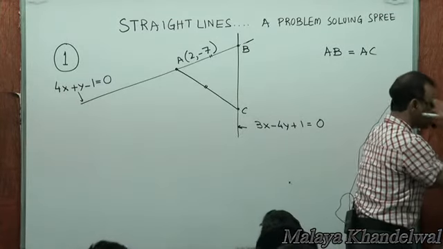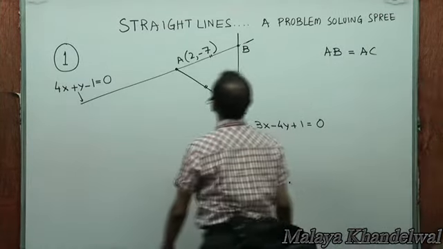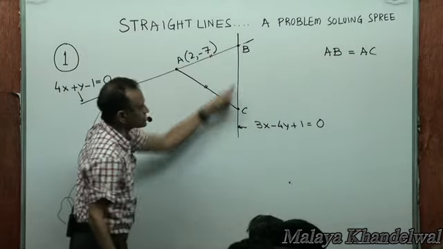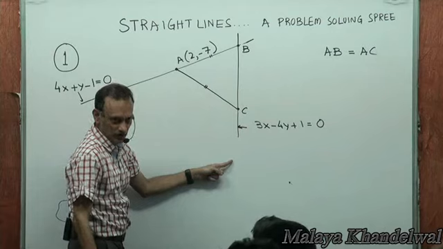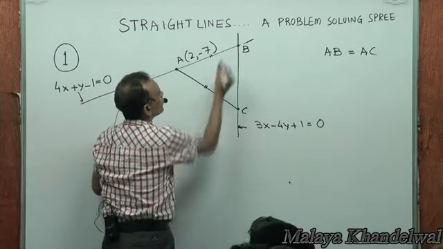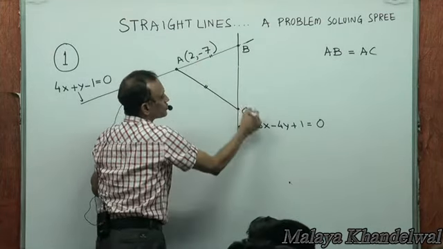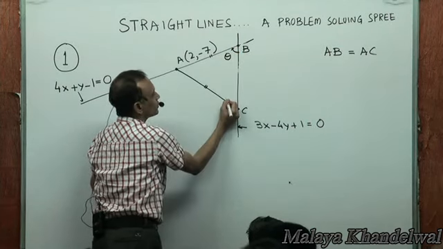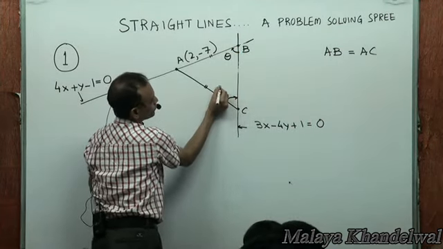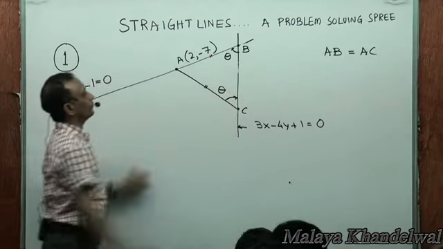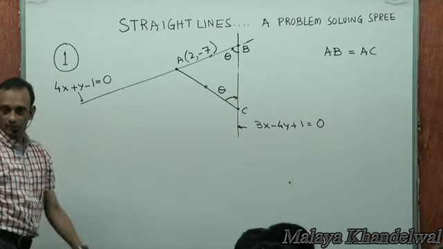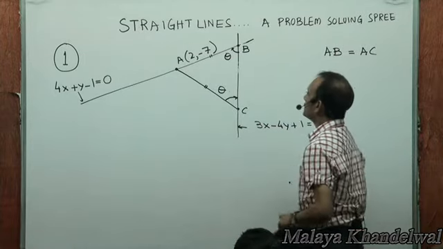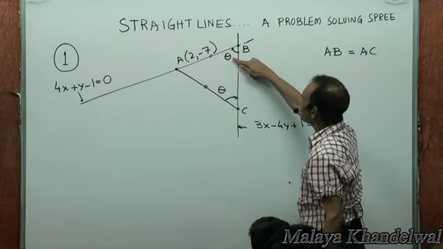Now, first of all, this is the line 4x plus y minus 1 equal to 0. This is the line 3x minus 4y plus 1 equal to 0. Very clearly, if AB is equal to AC, this angle theta will be equal to this angle theta. Yes or no? Right? Now, can I find tan theta?